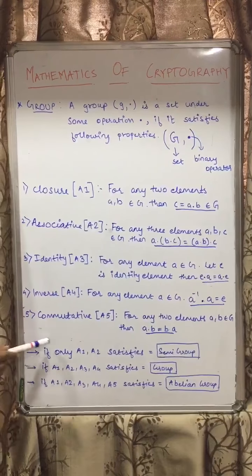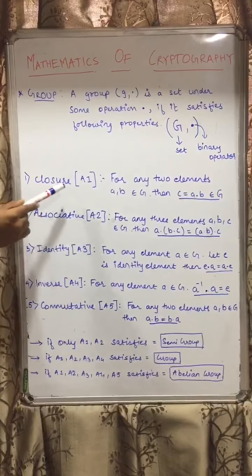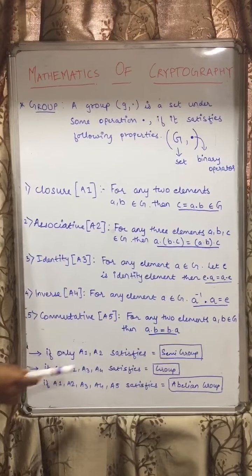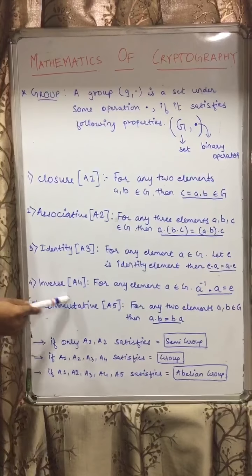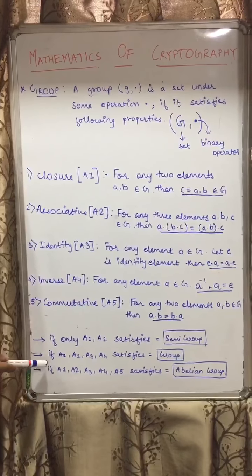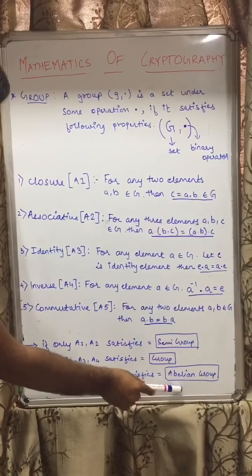Now, if in an example only the A1 and A2 properties are satisfied, which are closure and associative, then that structure is called a semi-group. If A1, A2, A3 and A4 are all satisfied, then it is known as a group. And if A5 also gets added to A1, A2, A3 and A4, then that group is known as an Abelian group.